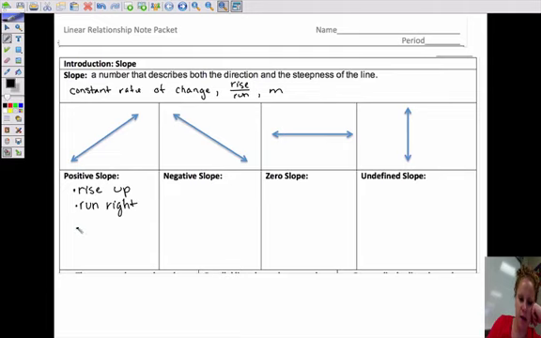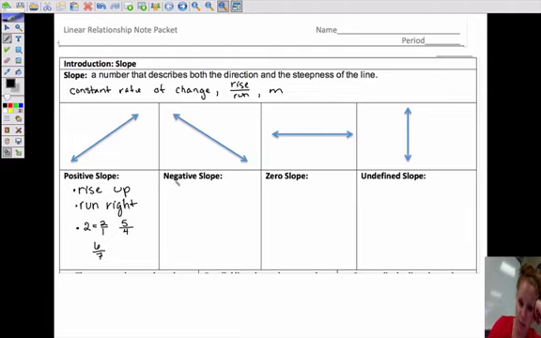So this could be anything from just 2, which would equal 2 over 1 if we're talking about rise over run. It could be 5 over 4. It could be 6 over 7. It could be any fraction that's positive, where both numbers are positive.